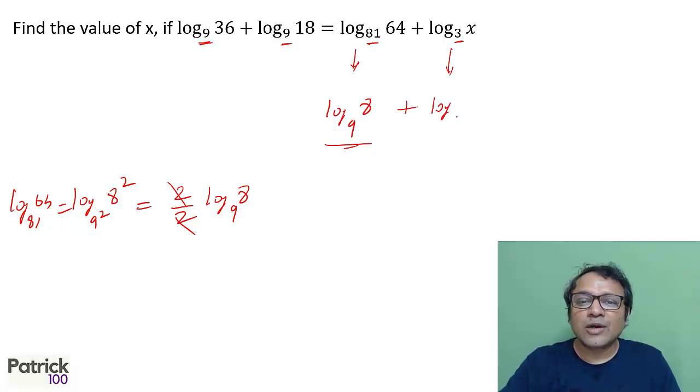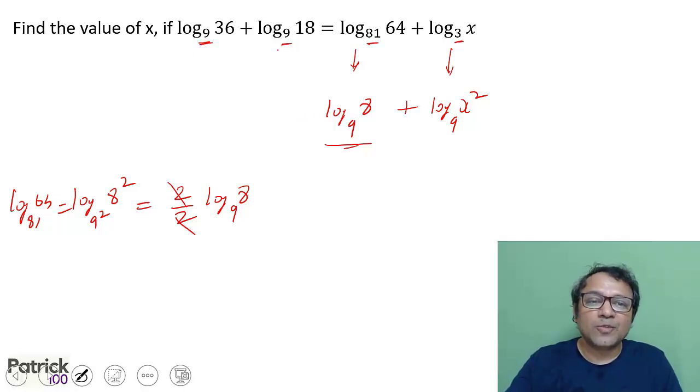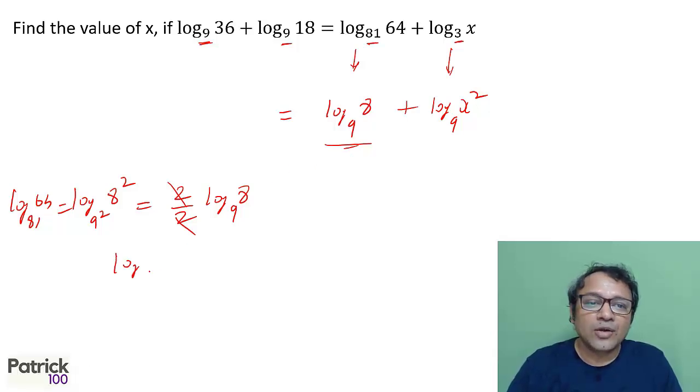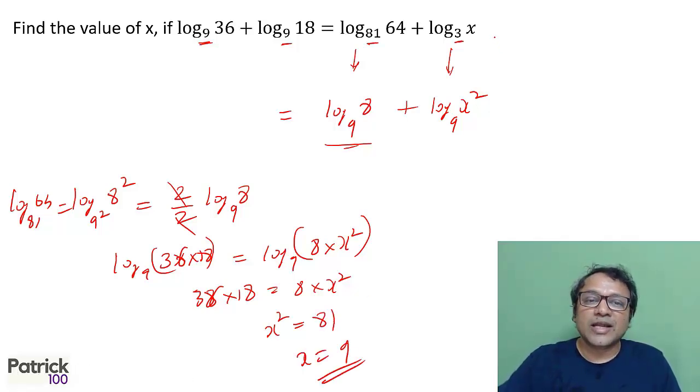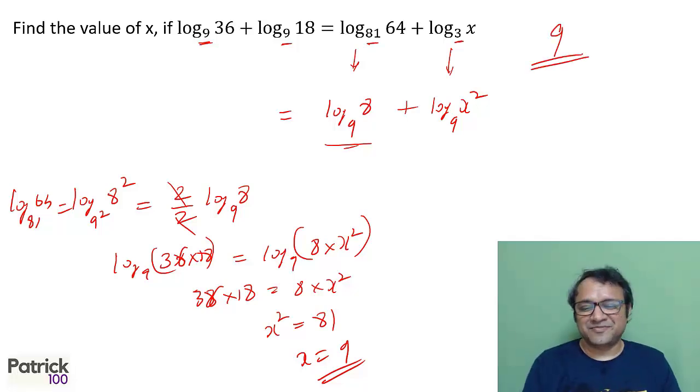So it becomes log of 9x square, square of both. Now log of a plus log of b, you can multiply. So it becomes log to the base 9 of 36 into 18, which is equal to log to the base 9 of 8 into x square. Equating the two, 36 into 18 is equal to 8 into x square. So we get x square is equal to 81. From that x will be 9. So the answer is 9, the value of x.